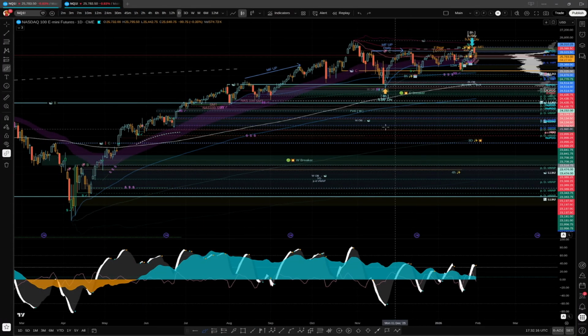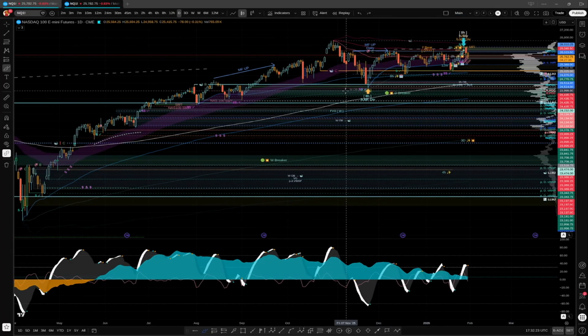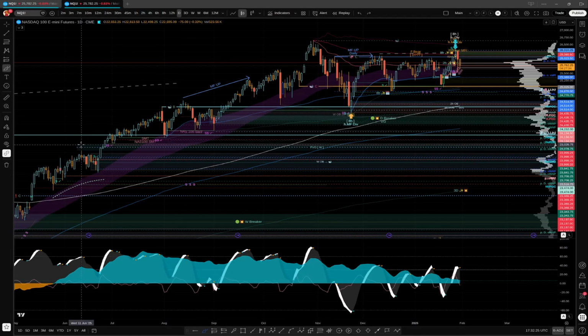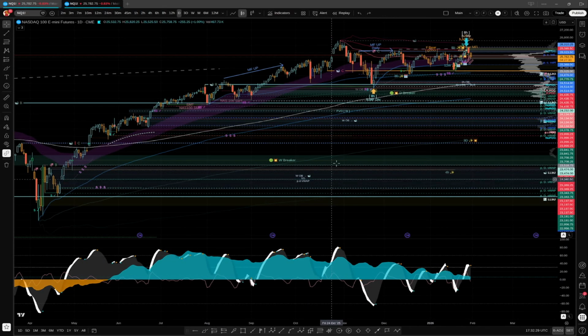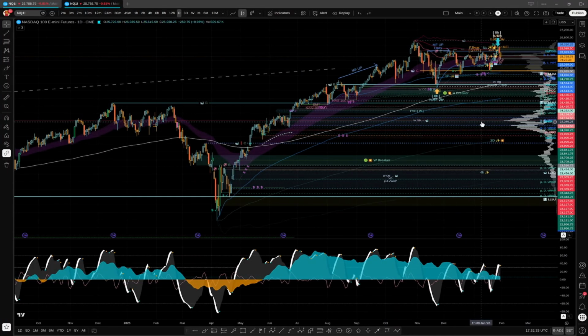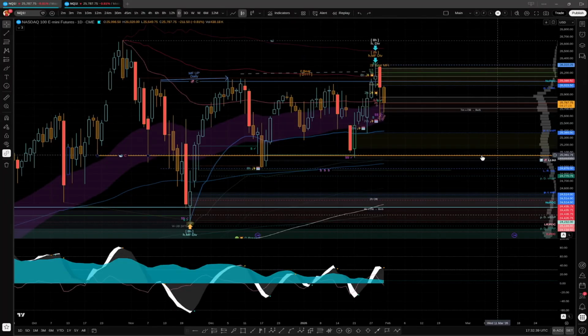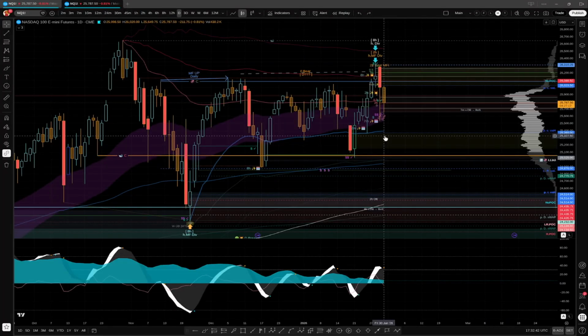I have a lot of old levels that are waiting for something. Obviously it could just keep going up, but they're there. And I have some nice little levels that I would definitely classify as strong contenders for a macro higher low. But we need to start breaking down before that happens.